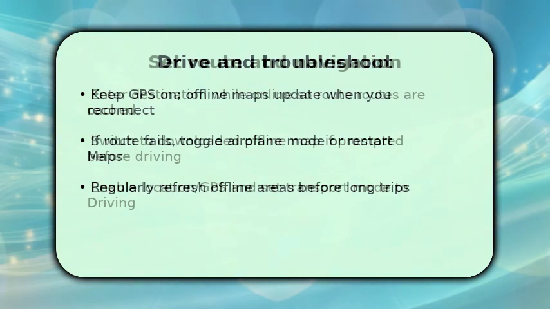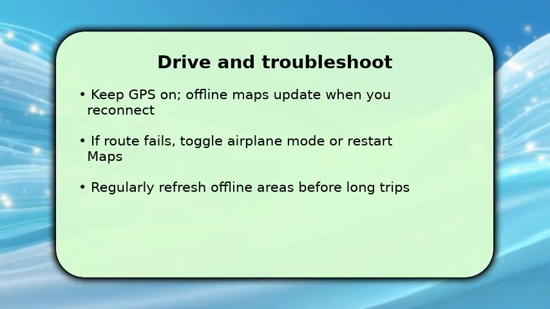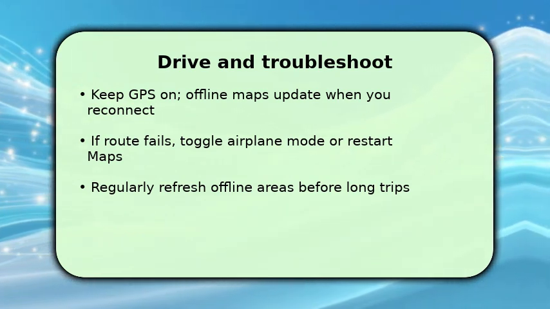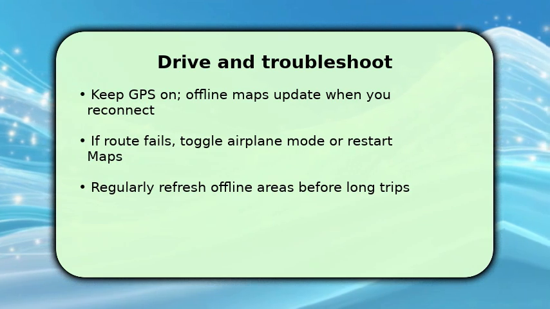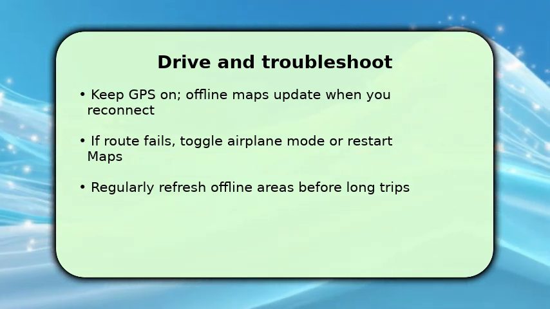Start driving and rely on GPS for positioning. Offline maps provide directions without mobile data, but live traffic and reroutes may be limited. If the route fails or recalculation stalls, pause navigation, toggle airplane mode, or restart the Maps app to force a reload from your saved map.